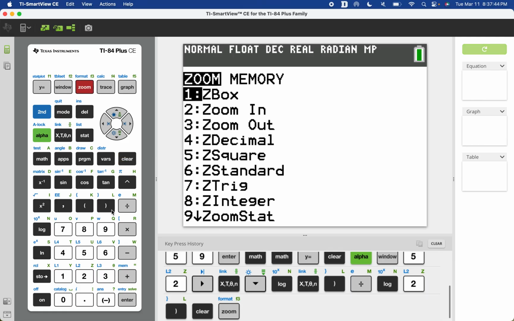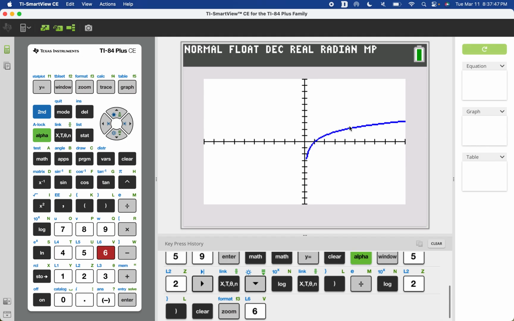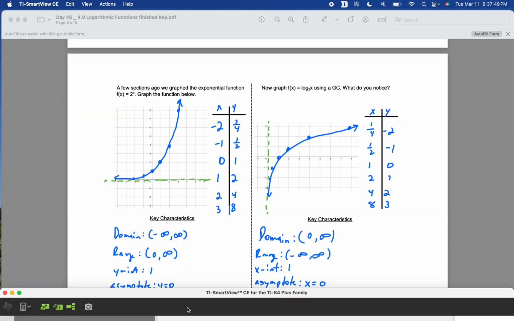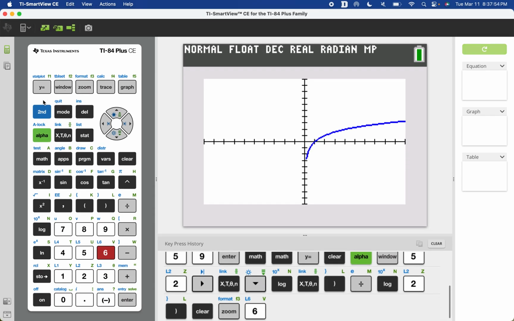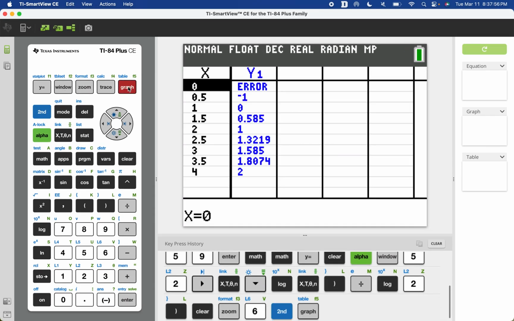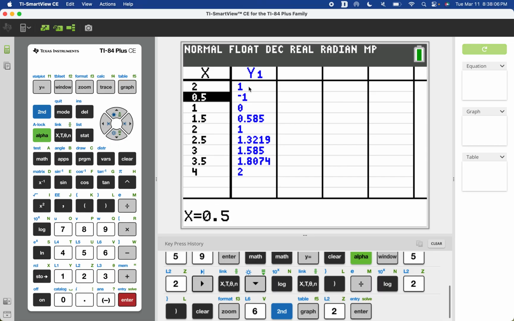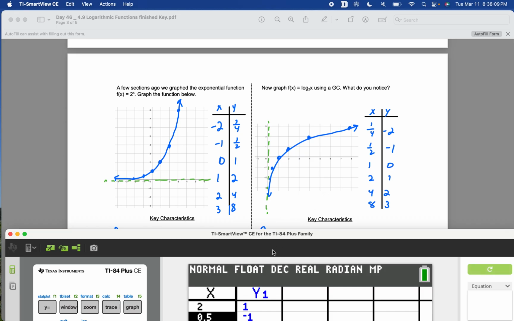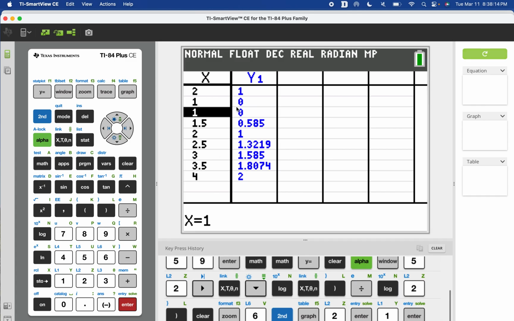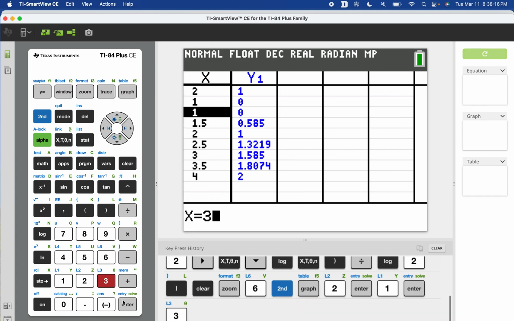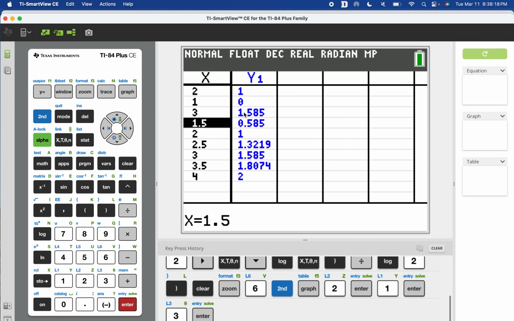So if I graph that, zoom standard, I get a graph that looks like this. I wanted you to fill in that table. That table's already filled in, but if that table were not filled in, basically you would go to the second graph, which is the table. And then I would punch in whatever I think would give me a whole number. So if I plug in a 2, I get a 1, so I can plot that one down, 2, 1. If I plug in a 1, I get 0, so that's a good one. If I plug in a 3, I get 1.585, so I don't want that one.